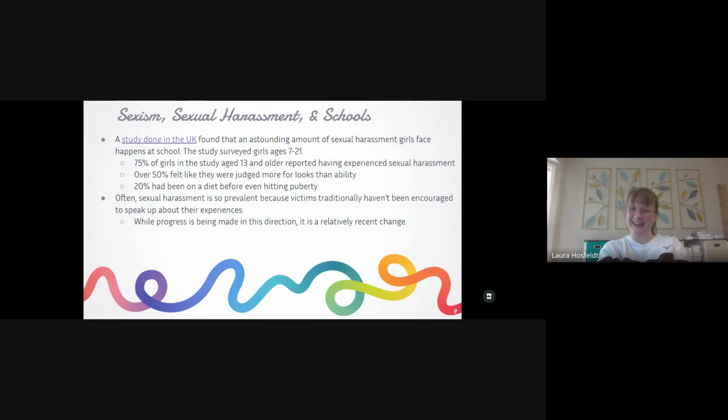75% of girls in the study age 13 or older reported having experienced sexual harassment. This number pretty much holds true in America as well. Over 50% felt they were judged more for their looks than their abilities, and 20% had been on a diet before they even hit puberty.